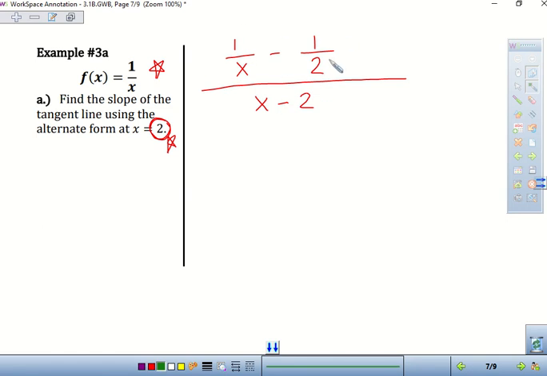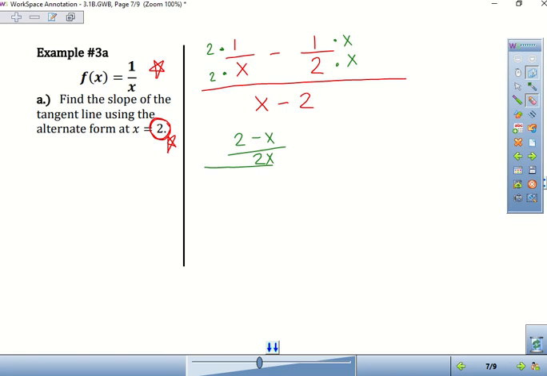So I'm going to have to find a common denominator. So I got to multiply top and bottom of this by... Good. And top and bottom of this one by... Good. So this is going to simplify to become one big fraction, 2 minus x over 2x, right? All over x minus 2, but instead of dividing by x minus 2, can't we multiply by its reciprocal like this? Isn't that the same thing as division?